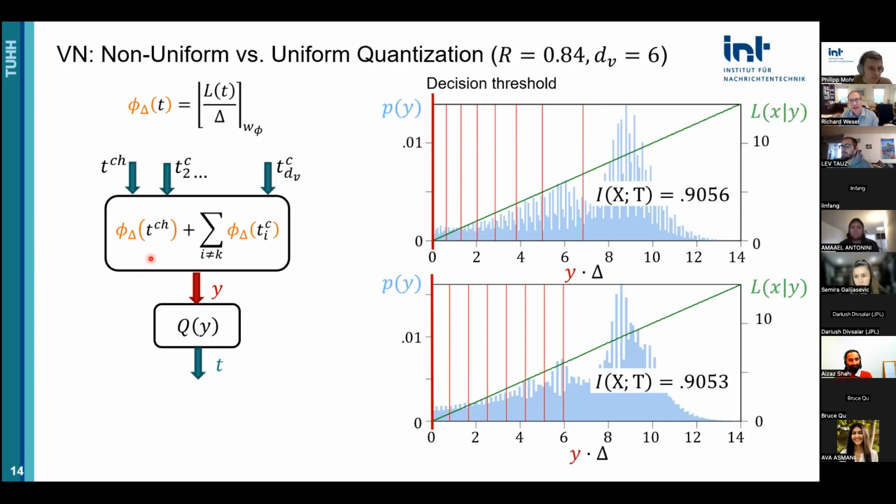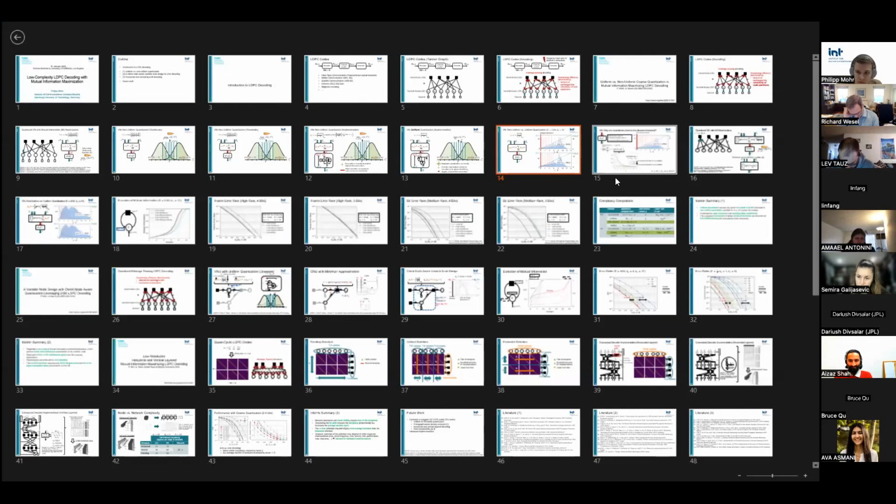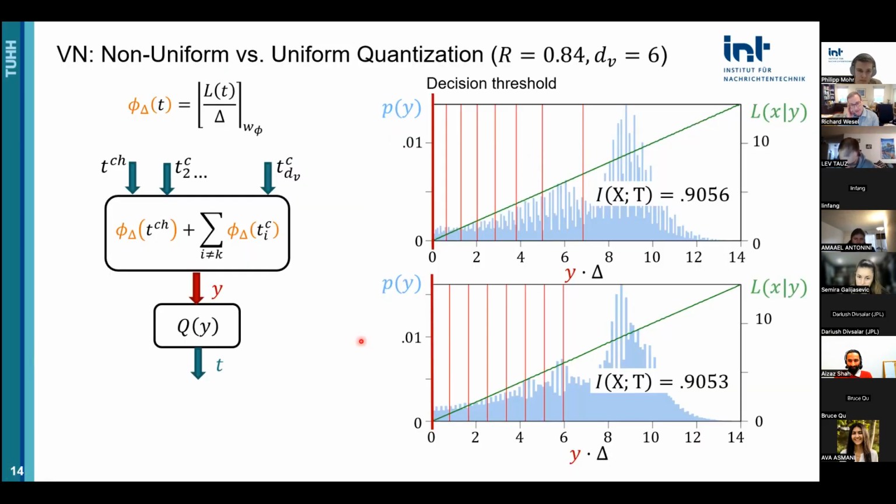Yeah, so Phillip still uses the density evolution to do some optimizations for the mutual information, but he restricts it to uniform quantization. So yeah, I'm interested in what about the higher resolution?